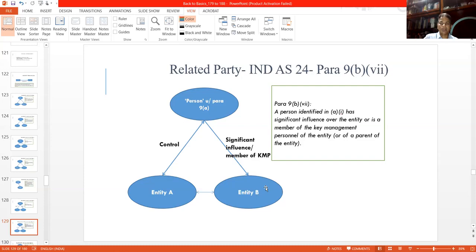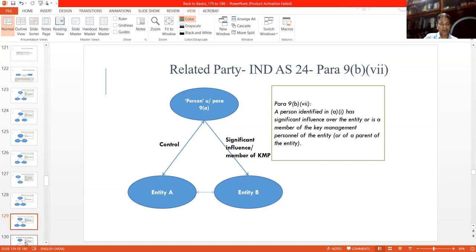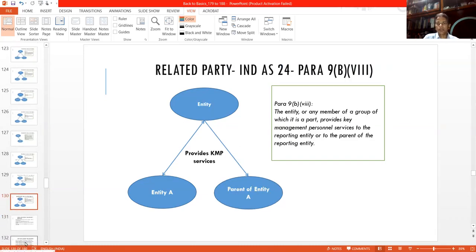So the point that I think would complete the discussion on 98 is a small issue: the entity, or a member of the group, or a part of it, provides KMP services to the reporting entity. My entity provides KMP services.